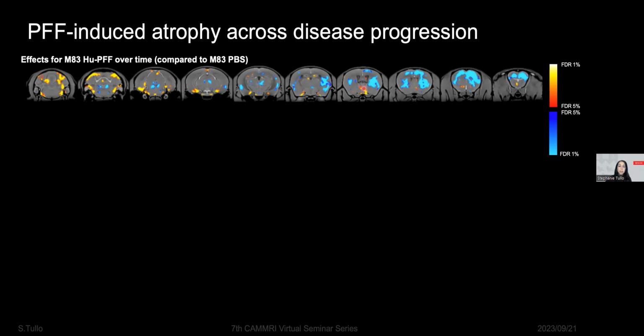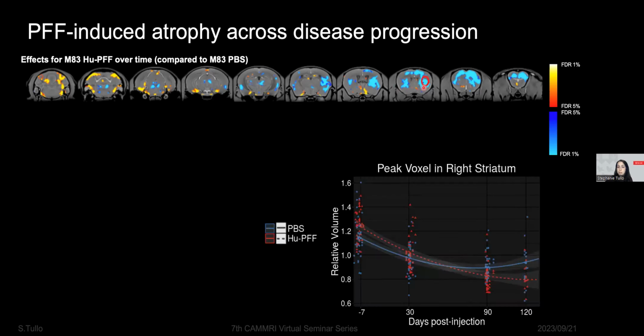If we take a look specifically at a peak voxel of interest in our injection site, here I'm showing the trajectories over time, so the relative volume across the number of days post-injection, where the blue solid line is the saline injected mice, and the dashed red line is the M83 mice that received the fibrils. As you can see by the red dashed line, we see the steepest rate of decline in the mice that received the fibrils.